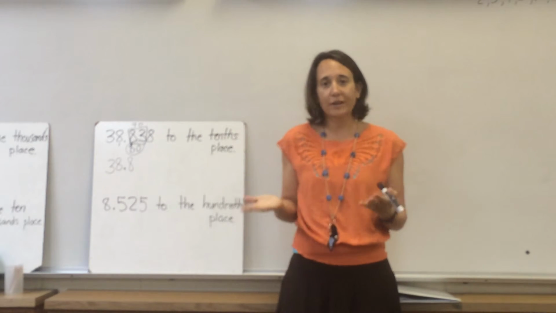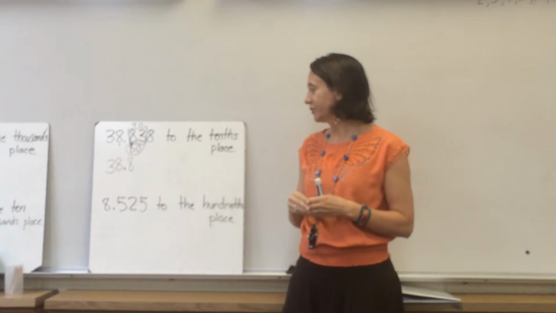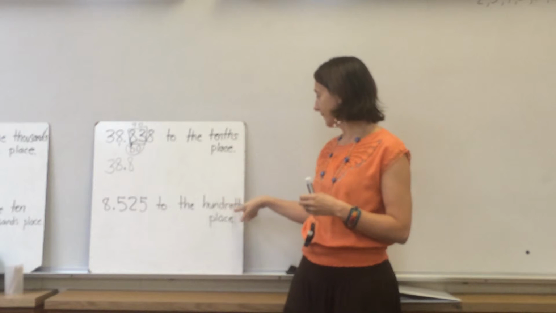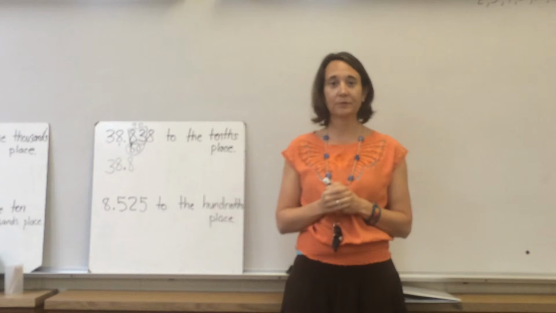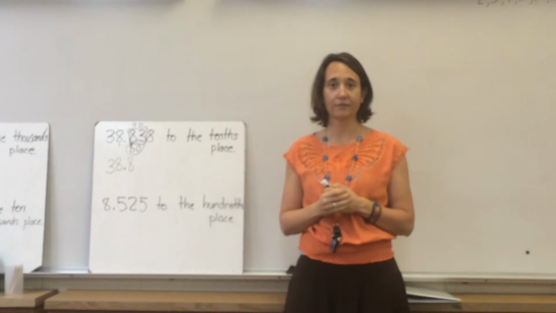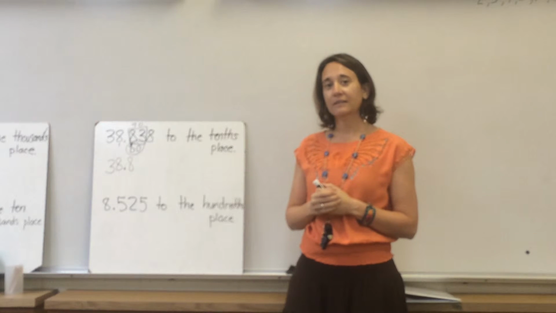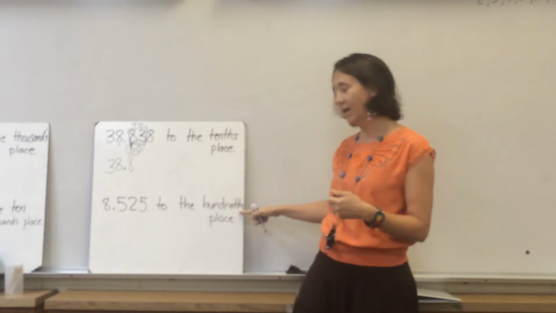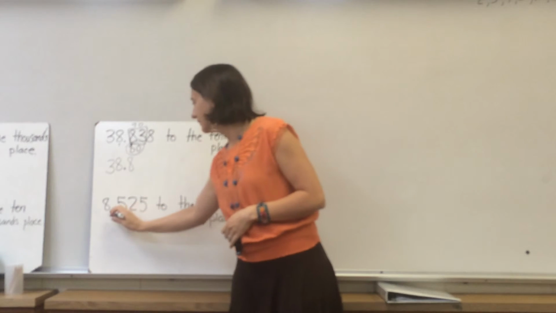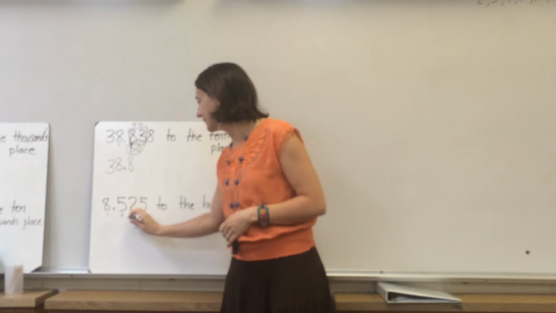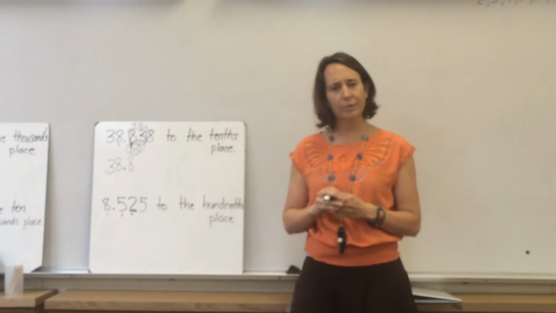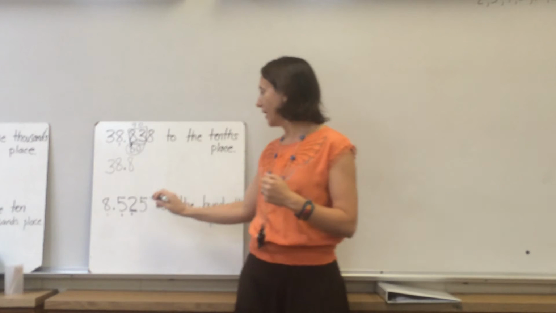Okay, so now you try this one. 8 and 525 thousandths. I want you to round it to the hundredths place. Go ahead and pause the video. Give it a try yourself. All right, well, hopefully you've had a chance to do this. So first we have to find the hundredths place. So again, this is the ones, this is the tenths. There it is, the hundredths. I'm going to underline this. What do I do next? Yeah, box it in.